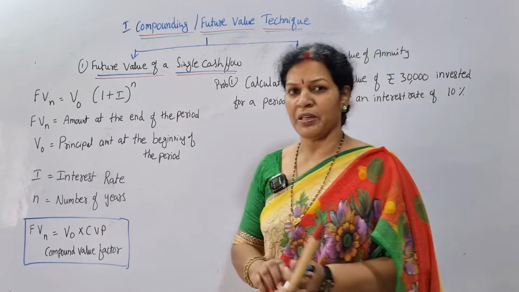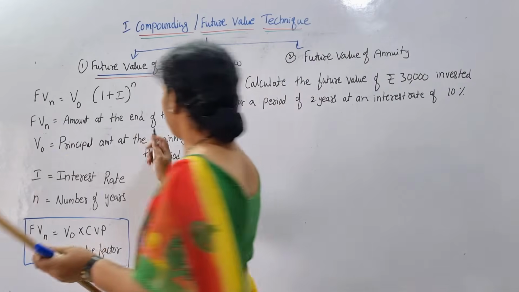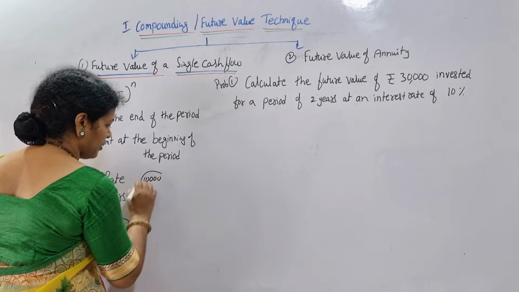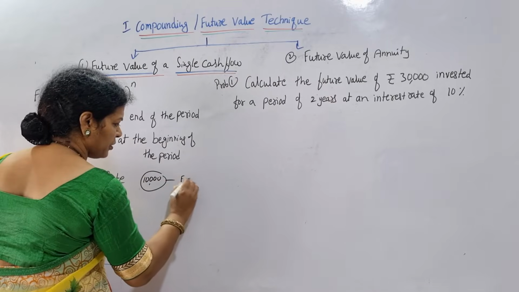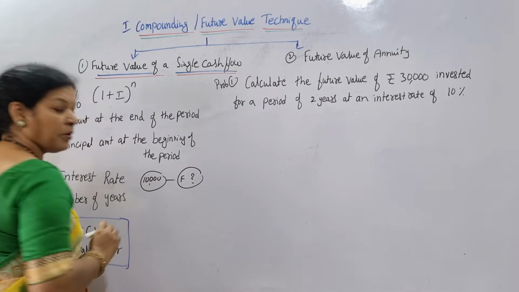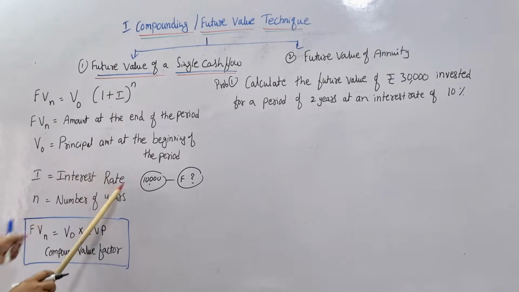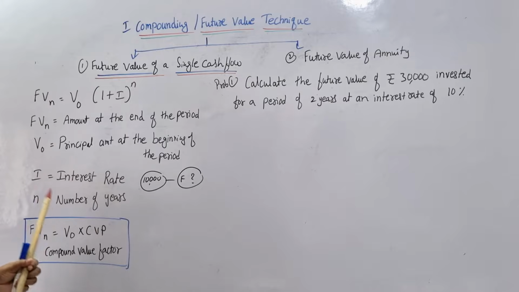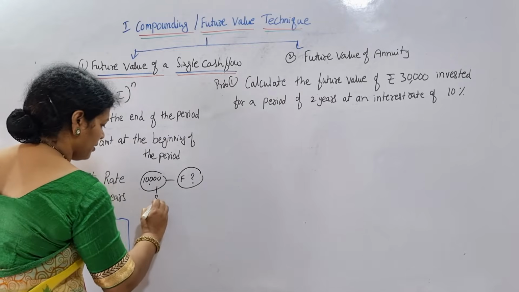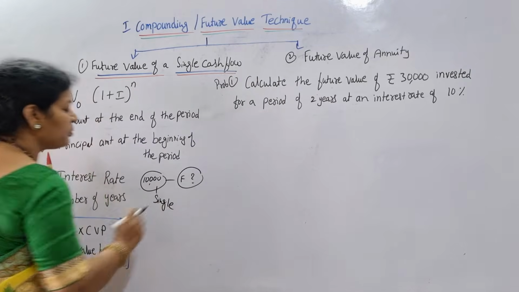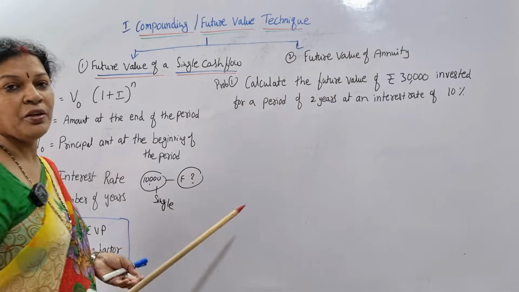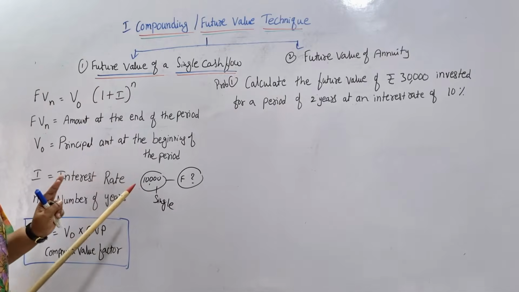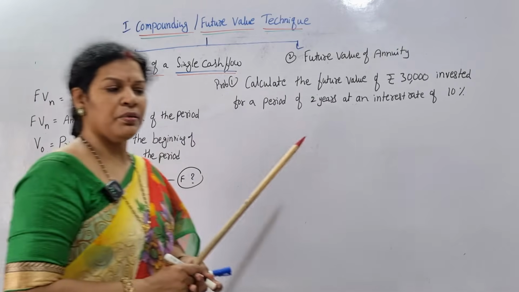What is this future value of a single cash flow? As I said, I have 10,000 rupees at present, and we want to calculate how much it will be in the future. Single cash flow means only one cash flow. If there is more than one, then that will be future value of annuity, the second part. How do we calculate? Simple, nothing to worry.